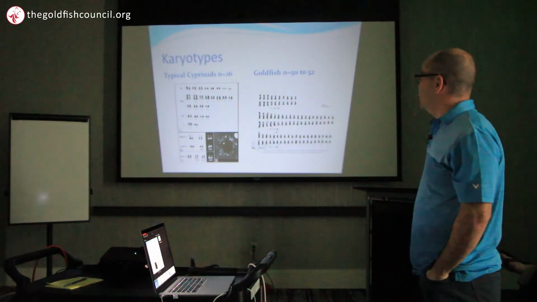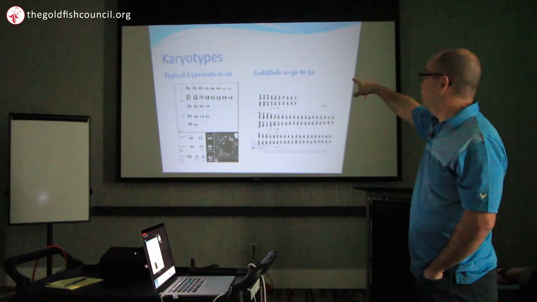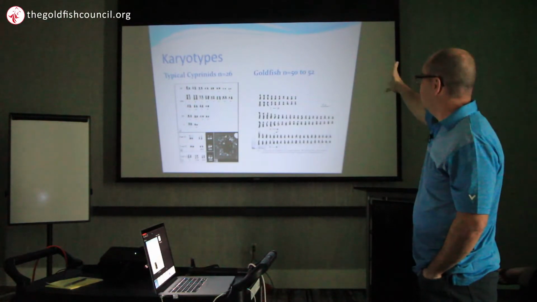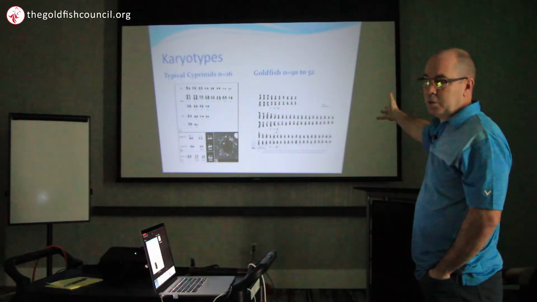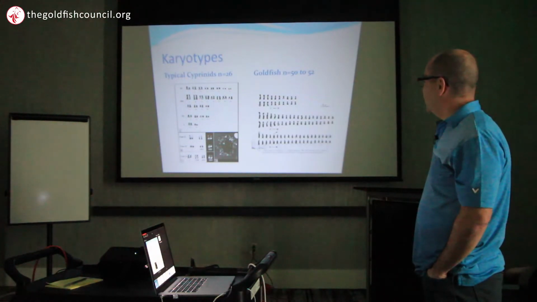So a typical cyprinid, which is the family that goldfish belong in, has 26 chromosomes, but goldfish have somewhere, they're saying, between 50 and 52 chromosomes. And they say, well, how does that happen?